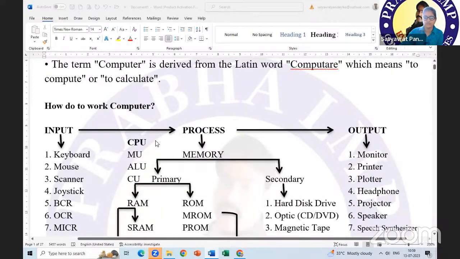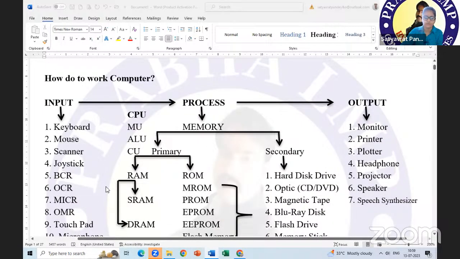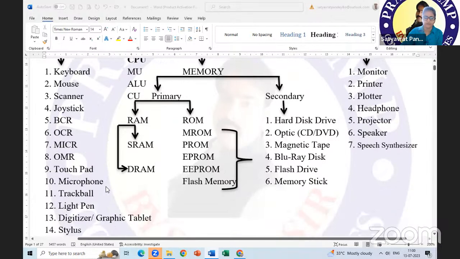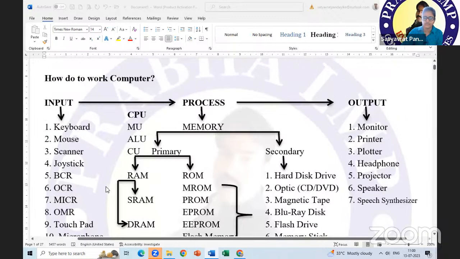Majorly, there are three major processes that are held. They are input, process, and output. The input is done through the keyboard, mouse, scanner, joystick, VCR, OCR, MICR, OMR, touchpad, microphone, trackball, light pen, digitizer, graphic tablet, stylus. And then the process is held via CPU.